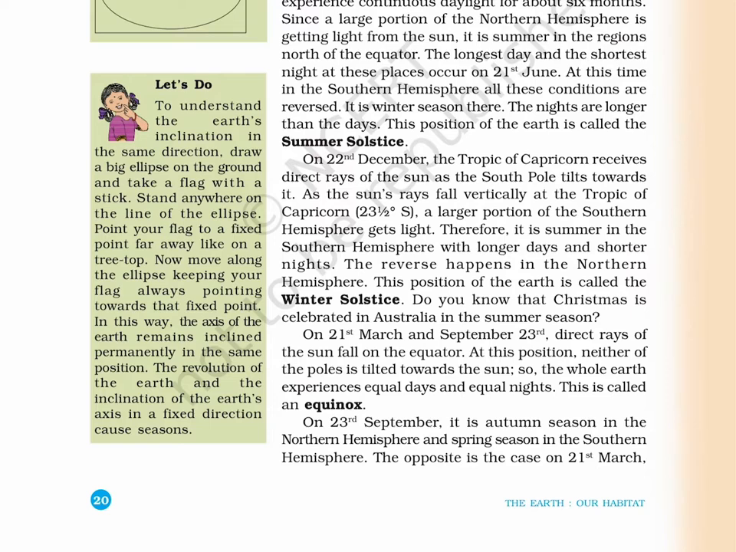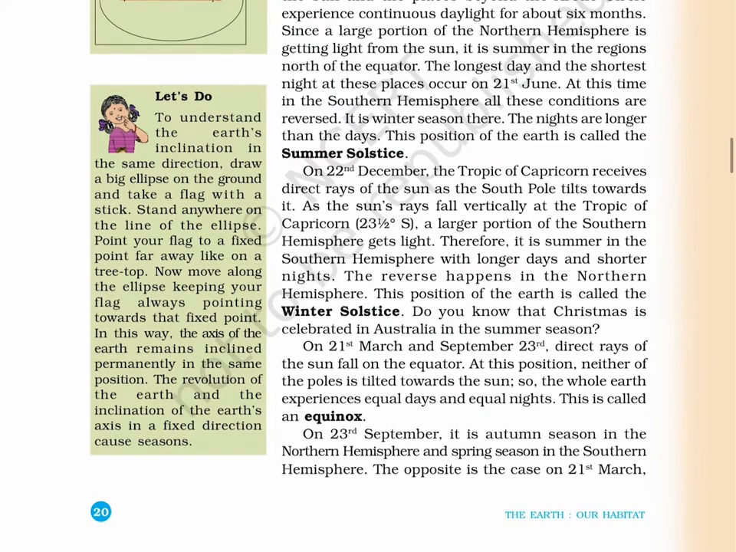Let's do. To understand the Earth's inclination in the same direction, draw a big ellipse on the ground and take a flag with a stick. Stand anywhere on the line of the ellipse. Point your flag to a fixed point far away, like on a treetop. Now, move along the ellipse, keeping your flag always pointing towards that fixed point. In this way, the axis of the Earth remains inclined permanently in the same position. The revolution of the Earth and the inclination of the Earth's axis in a fixed direction cause seasons.